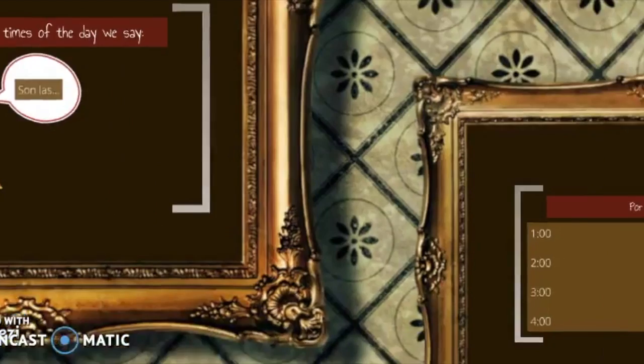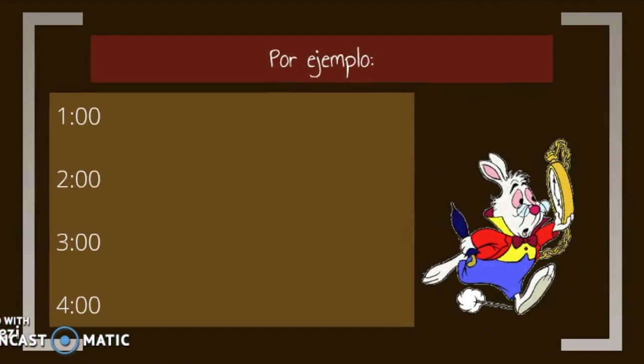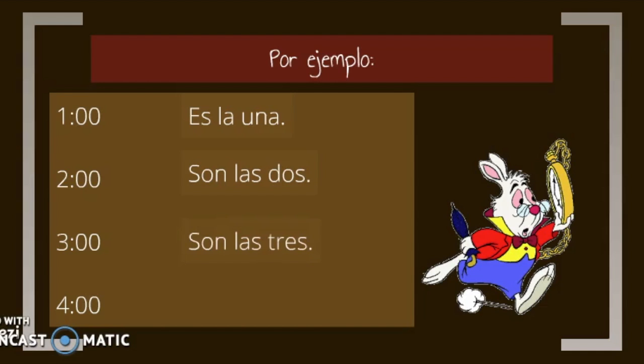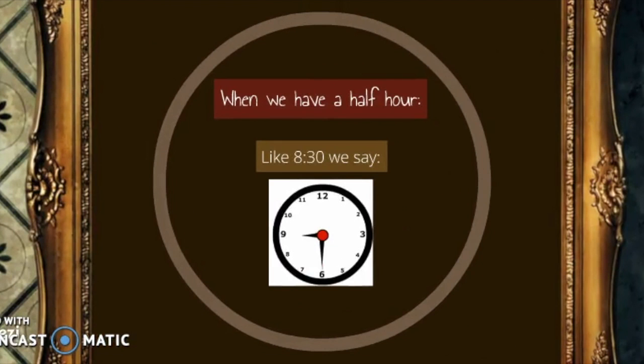So we have the examples below. 1 o'clock, 2 o'clock, 3 o'clock, and 4 o'clock. Again, when it's 1 o'clock, we say es la una. But for the other times, we start with son las. So 2 o'clock is son las dos. 3 o'clock, son las tres. And 4 o'clock is son las cuatro. Pretty easy, right?